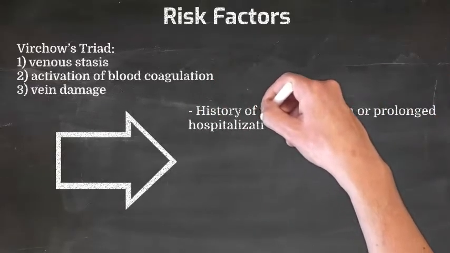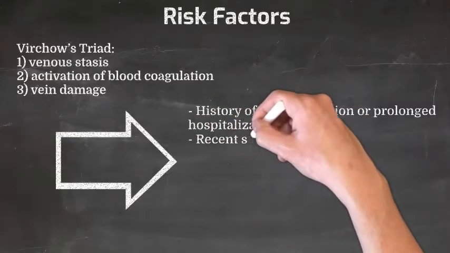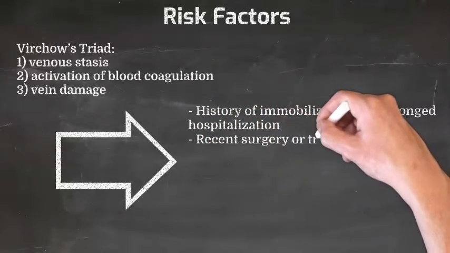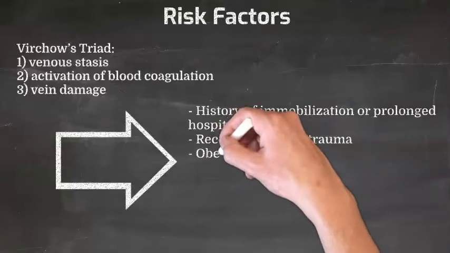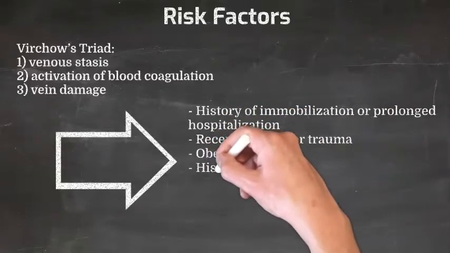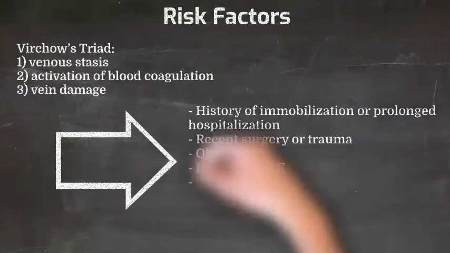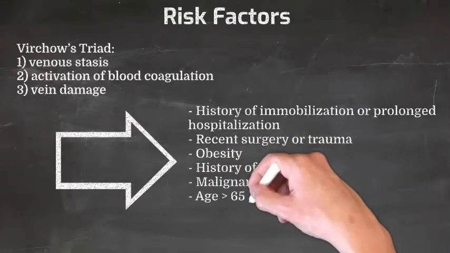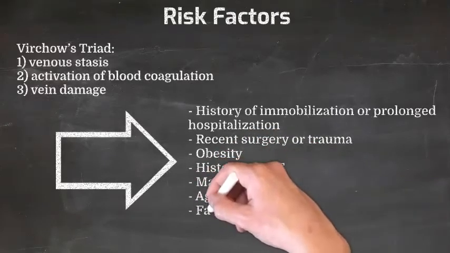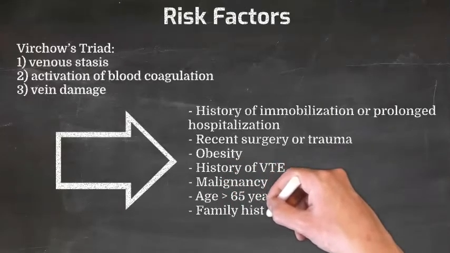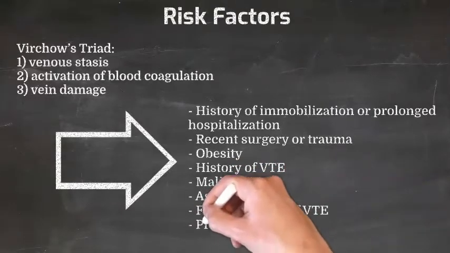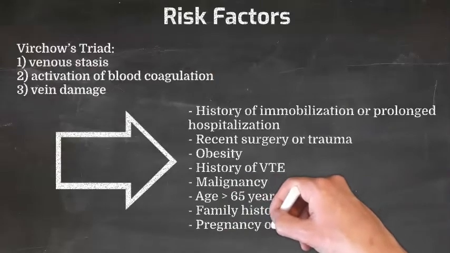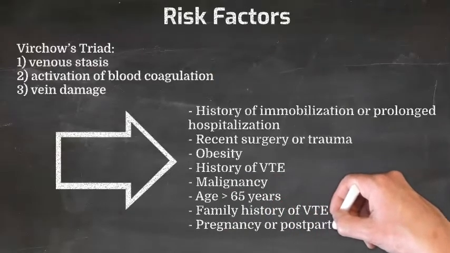And some of the well-known risk factors are history of immobilization or prolonged hospitalization. That's why many of these patients are provided with thromboprophylaxis. Others are recent surgery or trauma, obesity, history of VTE, malignancy, which is a hypercoagulable state, age over 65 years, family history of VTE, and pregnancy or postpartum state, which is also a hypercoagulable state.